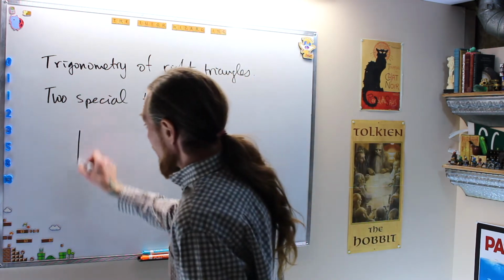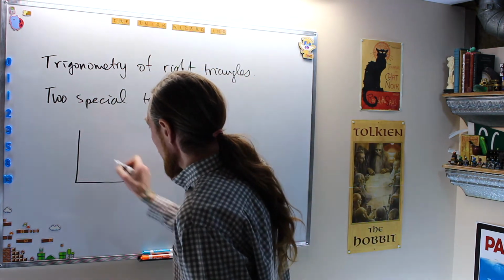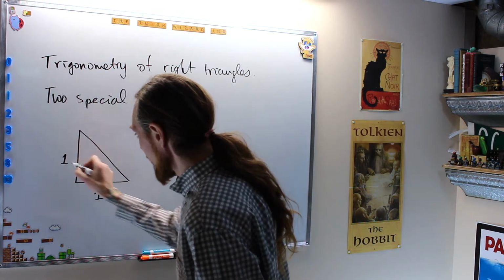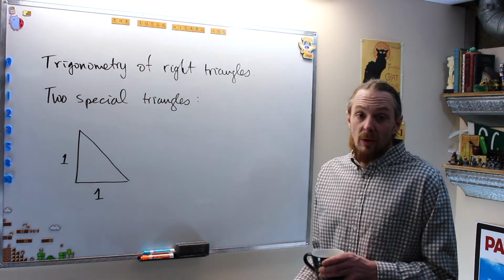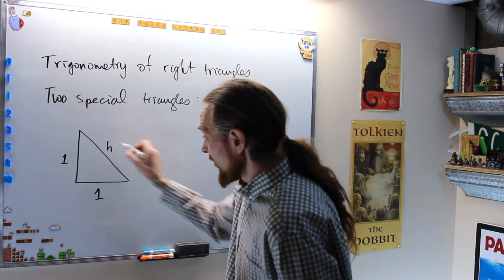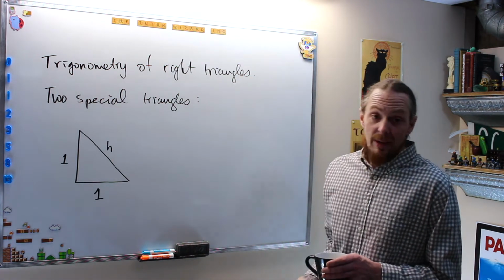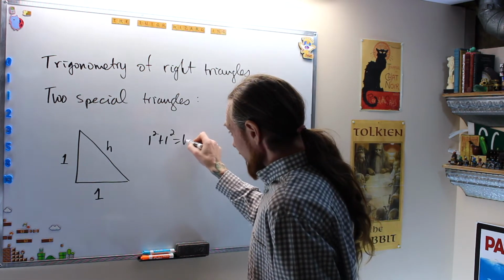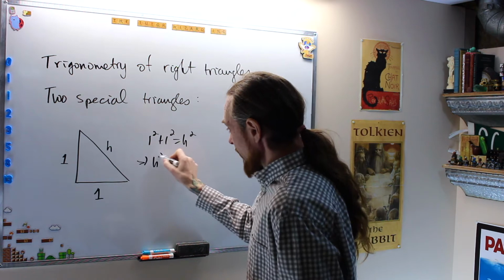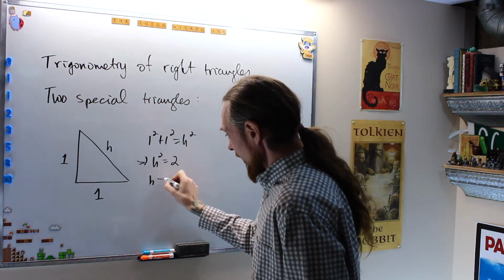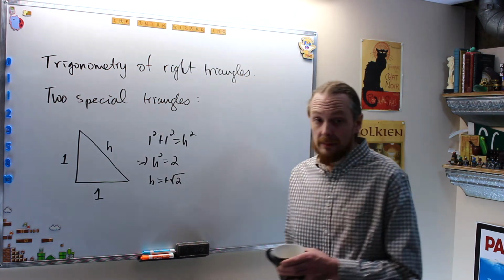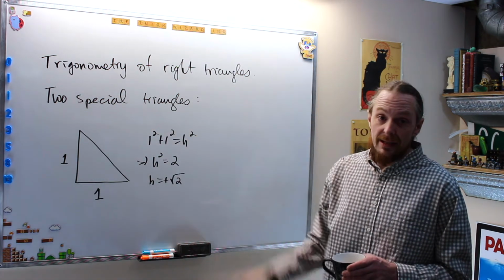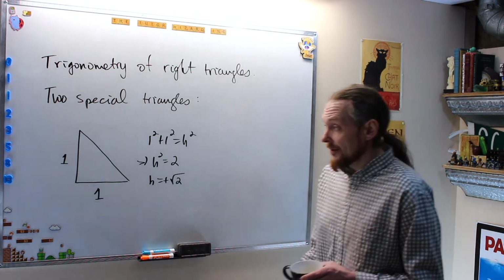So the two special triangles are, first of all, if we take a triangle that has unit length as both of its legs, so an isosceles right triangle, we get ones and ones. And then, what is the hypotenuse? Using Pythagoras' theorem, we see that 1 squared plus 1 squared is h squared, or h squared is equal to 2, so h is equal to the positive square root of 2. That's how, given any two sides in a right triangle, you can find the third side.